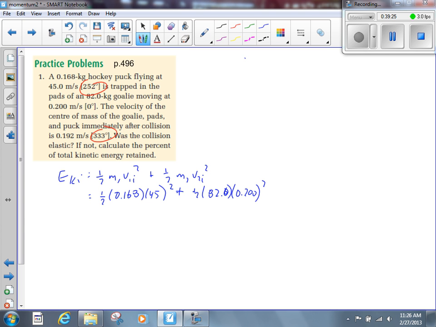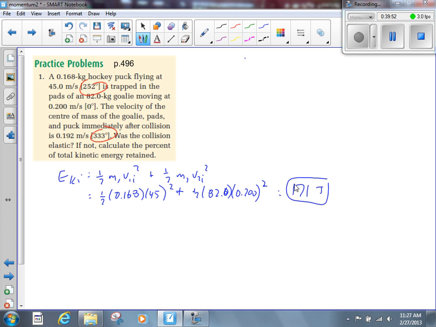What do we end up getting for the initial kinetic energy there to 3 significant digits? Someone's got to have that already. 171? I got 131 over here. 173. 171? 171.74, but we're going to round this to 3 significant digits, so it's 171 joules.